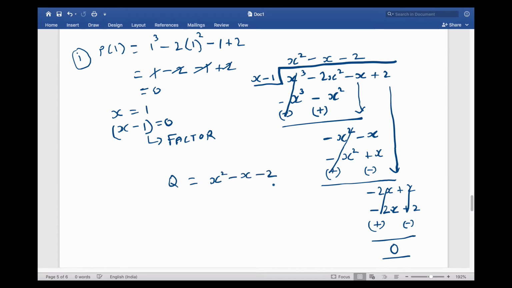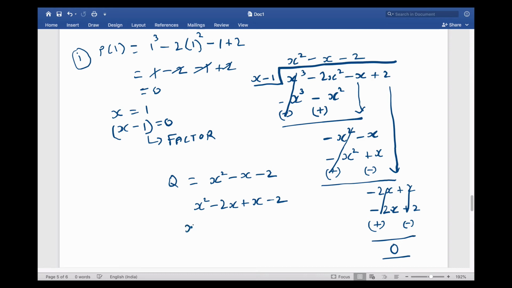Now this is a quadratic, so we can do the splitting for this. Let's try and do that. 2 into x square, so it will give me 2x square. So I want something which when multiplied gives me minus 2x square, added and subtracted gives me minus x. So it's easy. I can simply write it as x square minus 2x plus x minus 2.